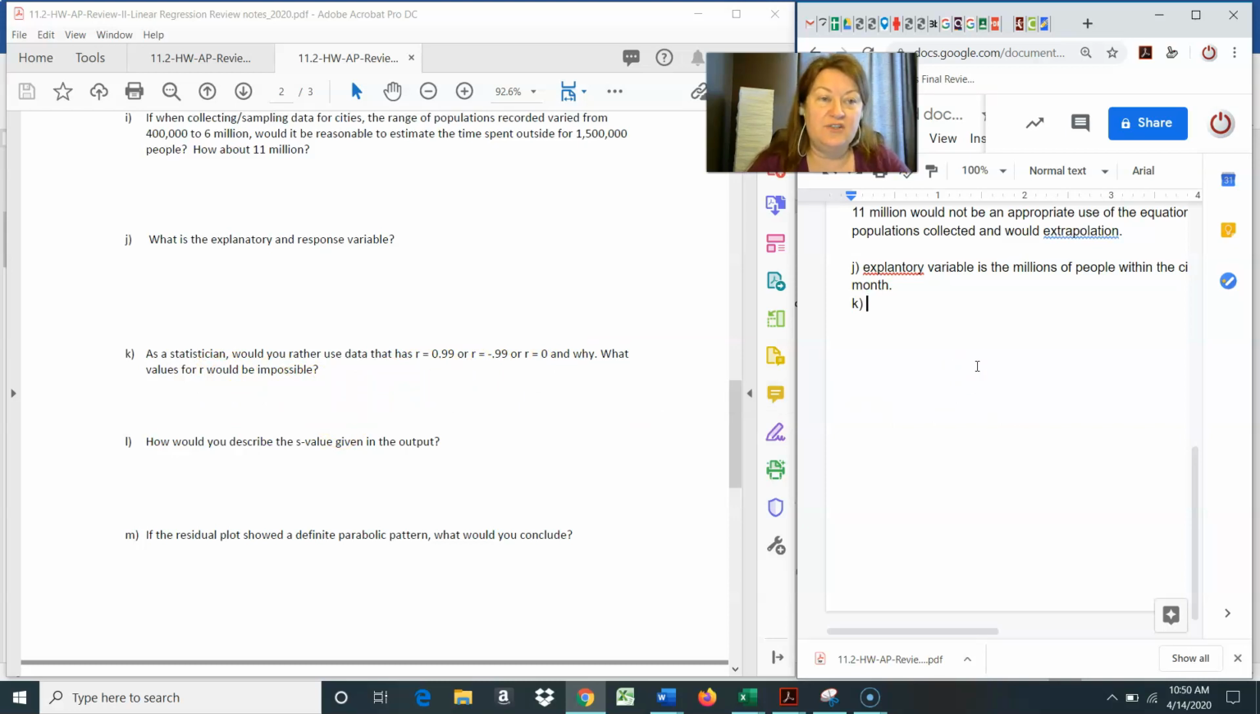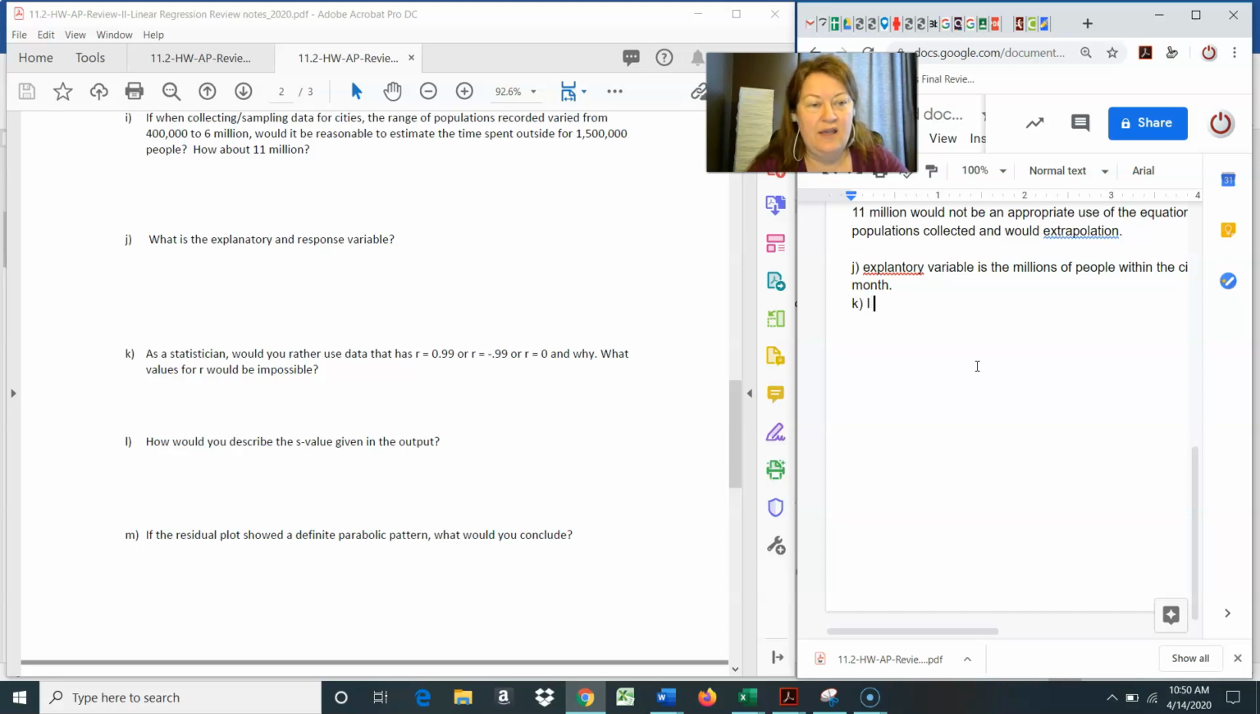Remember that the closer an R value is to 1 or negative 1, the better those data points are falling directly within a line, right? So a 0 means they're just a hot mess of clouds of dots that I can't really see a best fit line to even go through. So I would rather have either a plus 0.99 or a negative 0.99. I don't have a preference between those two, okay?